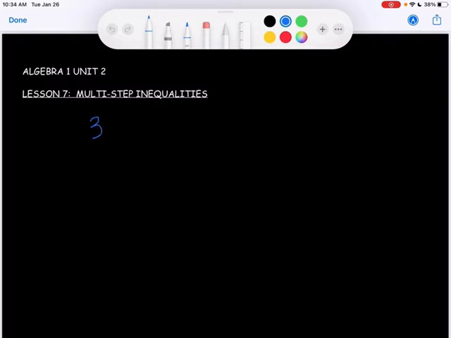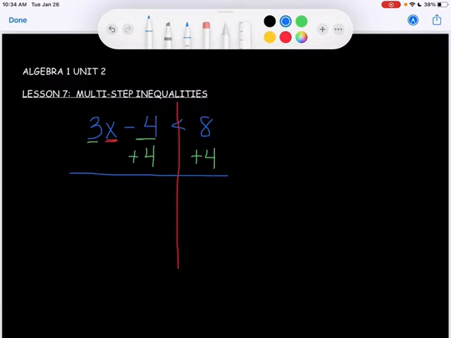So if I've got 3x minus 4 is less than 8, I'm going to draw my vertical line through my inequality symbol. I want to get x by itself, so I need to get rid of the 3 and the minus 4. Since we always deal with adding and subtracting before multiplying and dividing when you're moving from one side to the other, we're going to deal with that minus 4. So the opposite would be to add 4 to both sides. And again, the whole purpose is to get x by itself. So those cancel, and I get 3x is less than, well, 8 plus 4 is 12.